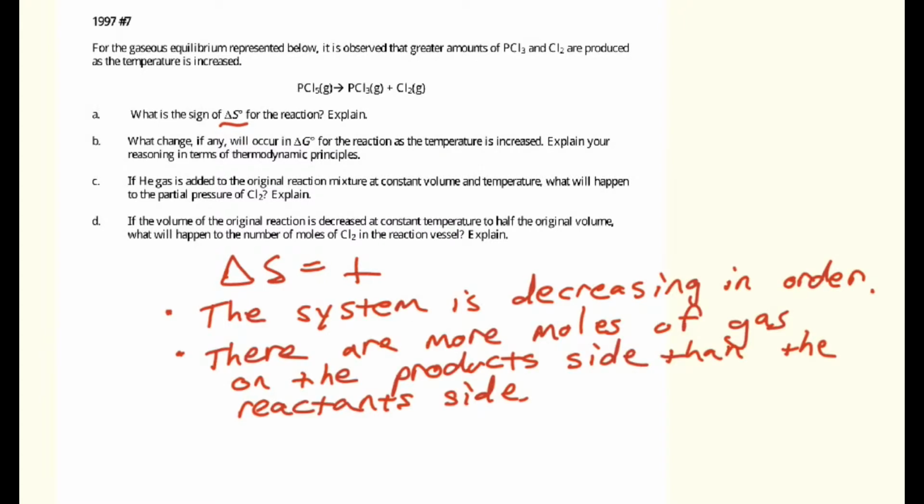Alright, so delta S is positive because the system is decreasing in order, so that's the reason why, and the evidence for it is there are more moles of gas on the product side than on the reactant side. And it might be better if you actually said how many moles. There's 1 mole of gas on the reactant side and 2 moles on the product side.